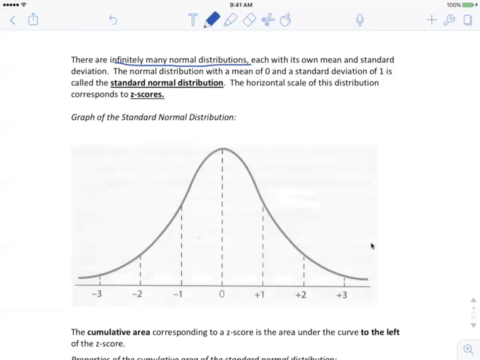Now, what we're going to get to next is what's called a standard normal distribution. That's the one where the mean is 0 and the standard deviation is 1. And here's a picture of it. So notice the mean's in the middle, and then here are your standard deviations. Now remember, z-scores are standard deviations above and below the mean. So when we do the normalization, the nice thing about it is that on the x-axis are z-scores.